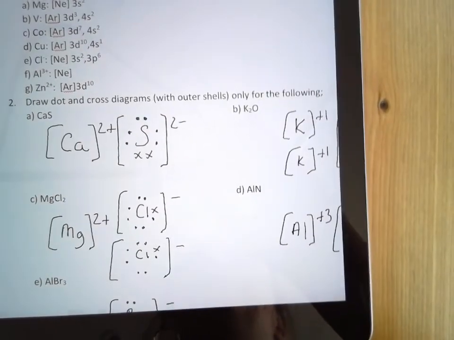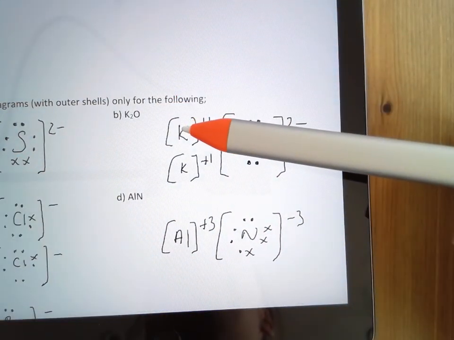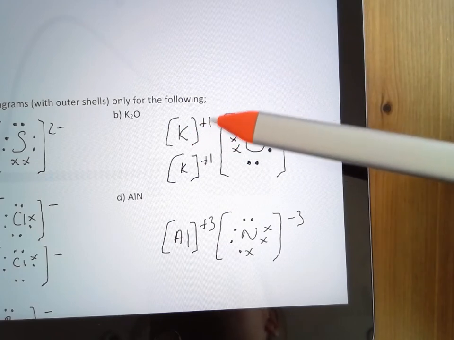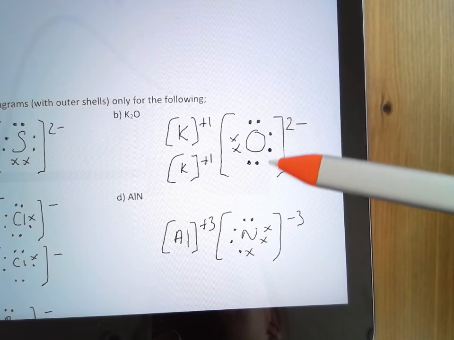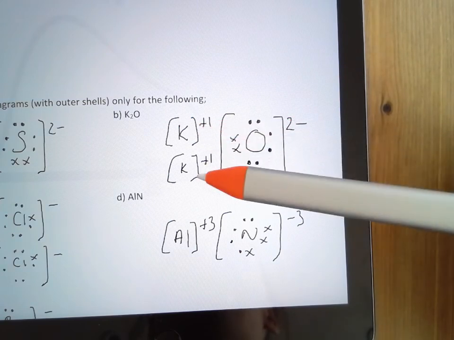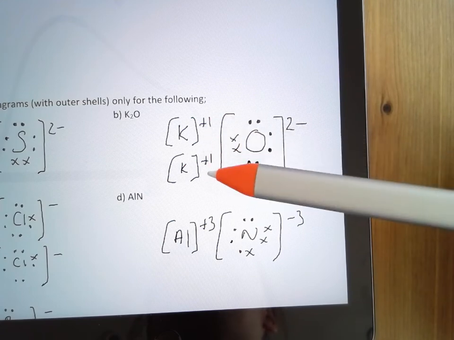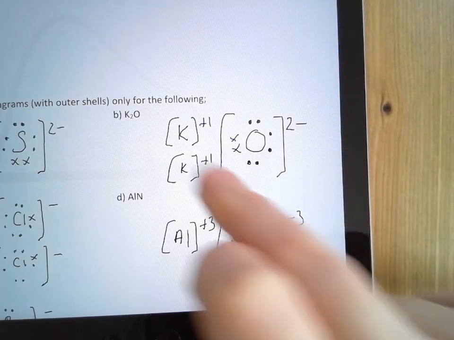The next one, potassium oxide. Okay, potassium's in group 1, it will lose 1 electron to give a +1 charge. Oxygen's in group 6, so it's got its own 6 electrons and it needs to gain 2. Because it needs to gain 2, you need 2 potassiums. So each potassium will have a +1 charge. The oxygen will have a 2- charge from the 2 electrons it's gaining.